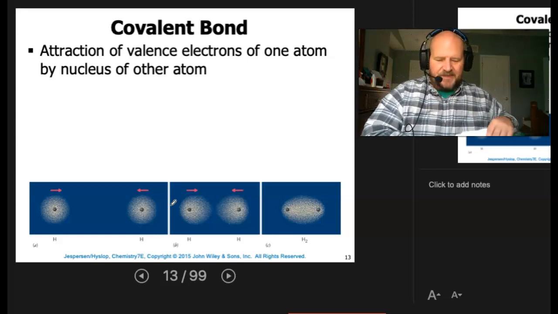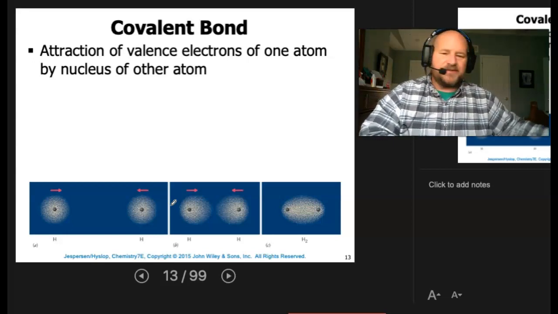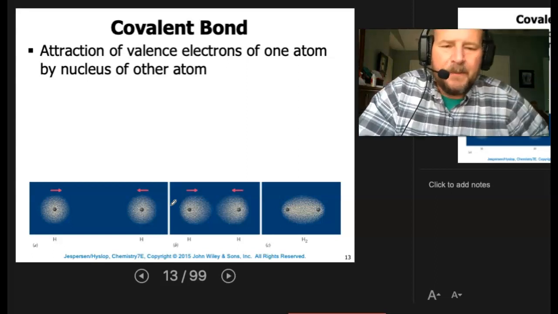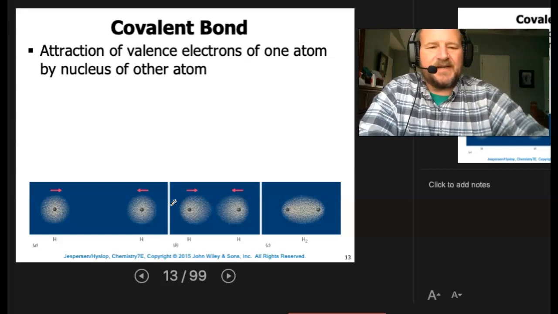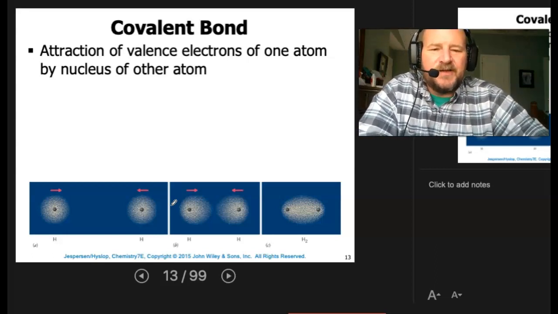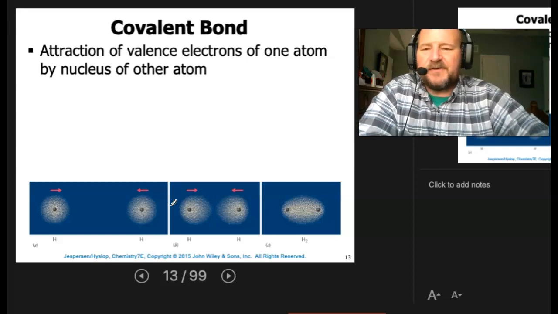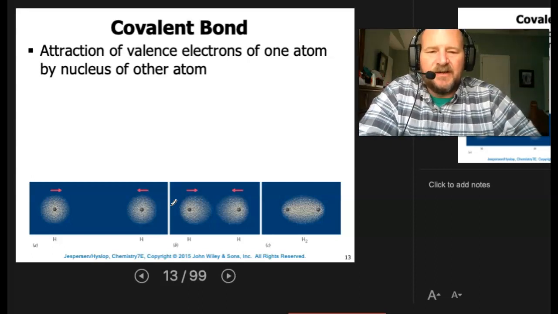It's just not complete opposite charges. Okay, so it's not a plus and a minus. But there is still some positive and negative influence going on. Remember, the nucleus is positive, and so the nucleus will attract electrons. And so there is attraction of valence electrons from one atom to the nucleus of another.